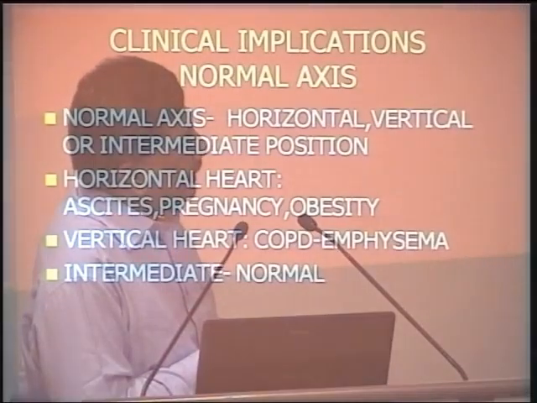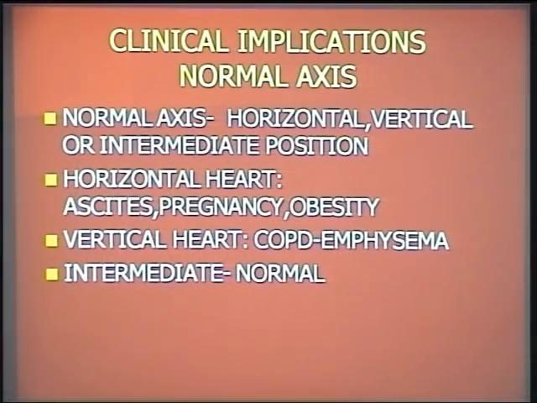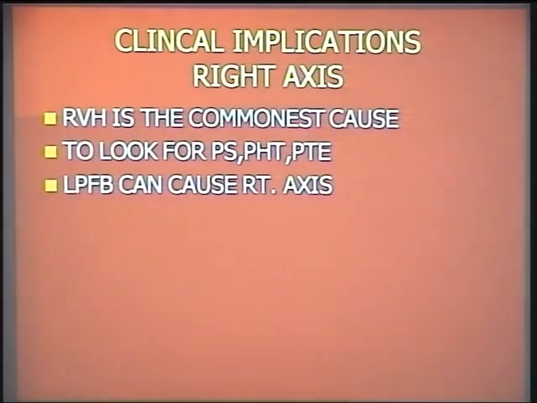So this is what I told you. Horizontal heart can happen in ascites, pregnancy and obesity. Vertical heart happens in COPD and emphysema. These are clinical scenarios in which this horizontal heart occurs. As in pregnancy, the heart is pushed like this, so you can have L1 being the tallest positive.